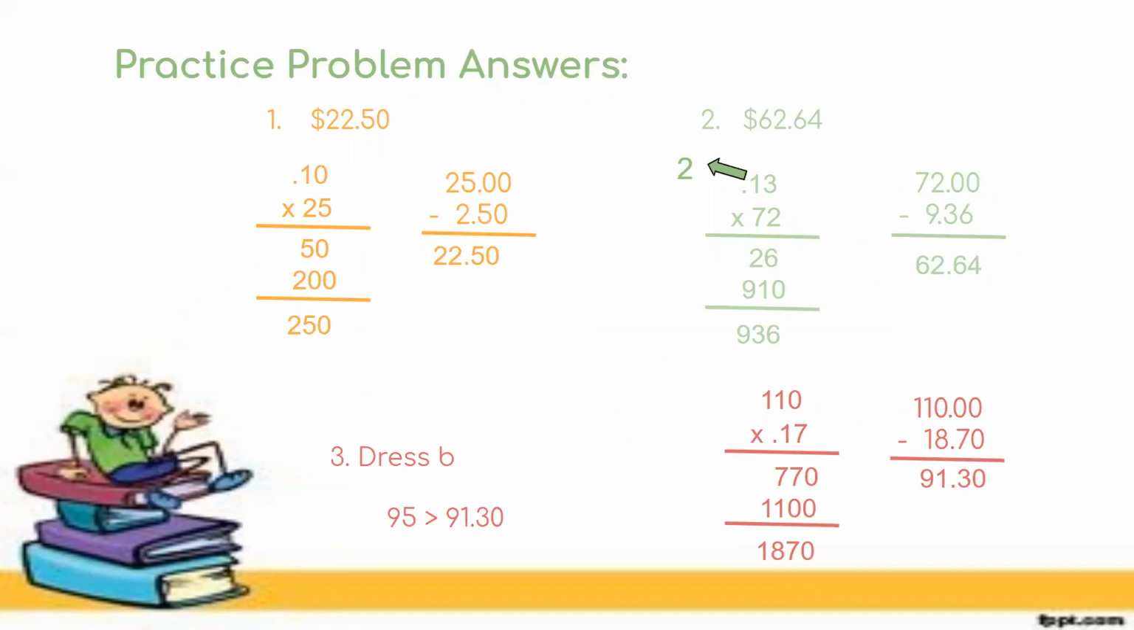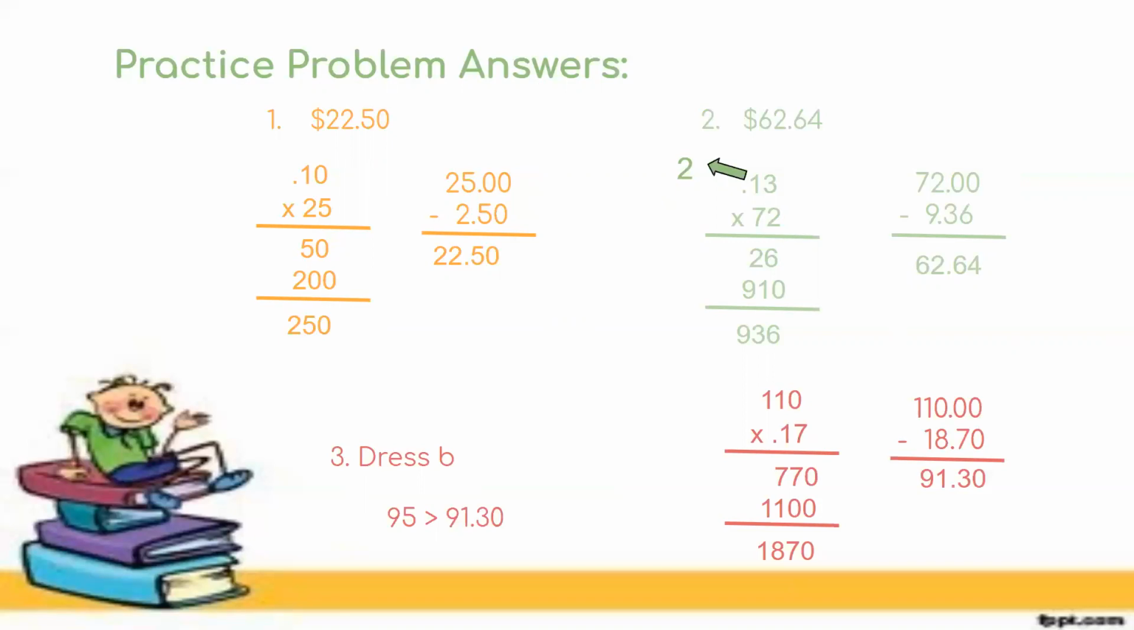So here are the practice problem answers. The answer to number 1 was $22.50. The answer to question 2 was $62.64. And the answer to problem 3 was dress B. I have everything worked out on here.